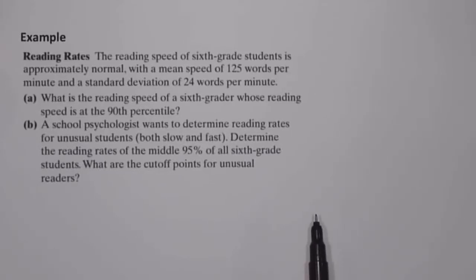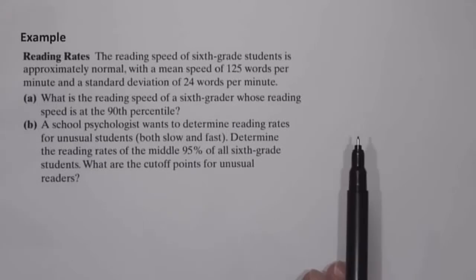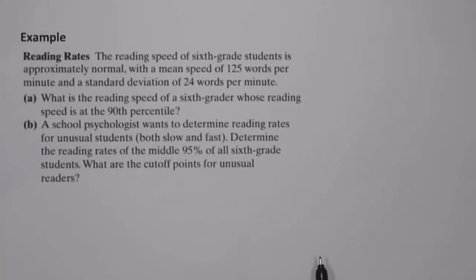In this video, we want to look at an example where we know the probability or the area beneath the normal curve, but we want to find the particular value of the variable that has the given probability.